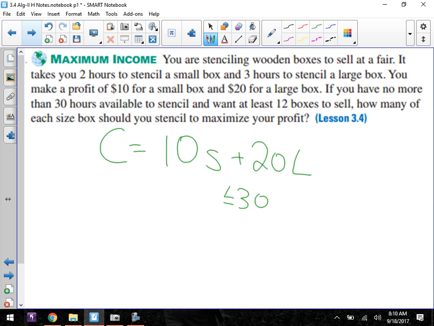Now, where in the problem does it talk about the amount of hours it takes per unit? The second sentence. Very good. So how many hours do you have for the small? Okay, not too terrible. All right. And then lastly, it says you want to sell at least 12 boxes. Is that the maximum you're going to sell or the minimum you're going to sell? The minimum. Remember, at least. At least. That's the bottom amount you want to sell.